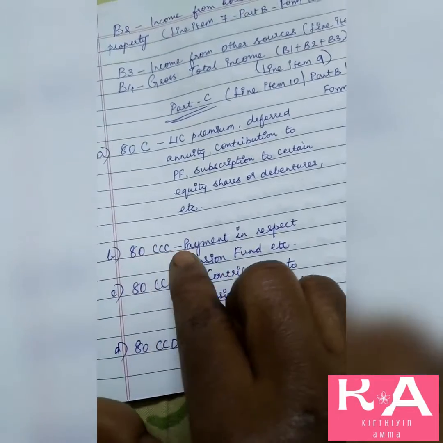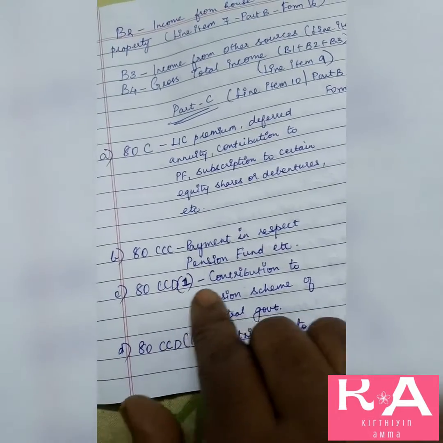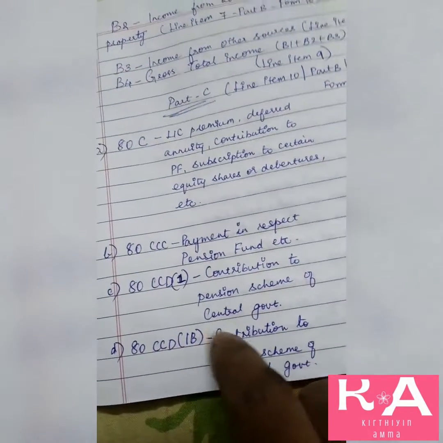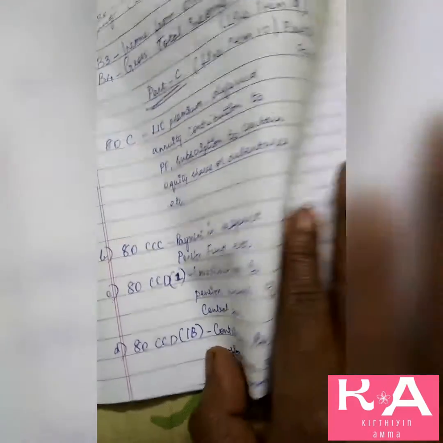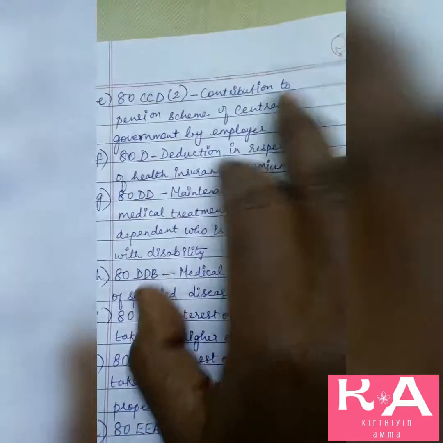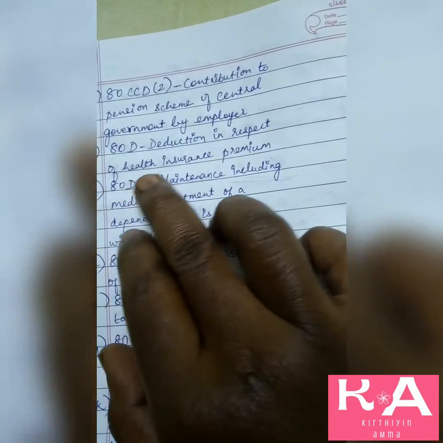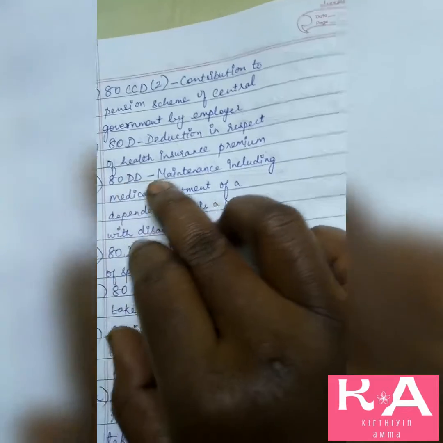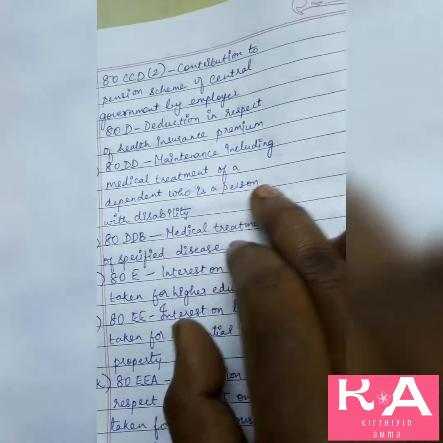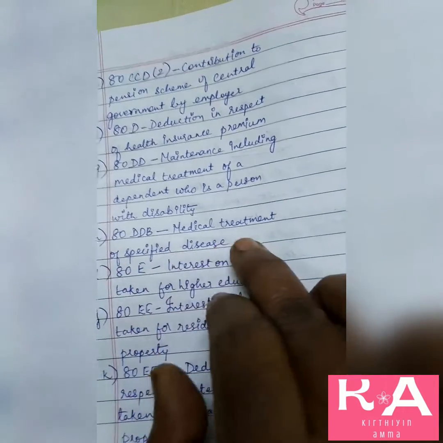In 80CCC, this is payment in respect of pension fund. 80CCD subsection 1 is contribution to pension scheme of central government. 80CCD subsection 1B is contribution to pension scheme of central government. 80CCD subsection 2 is contribution to pension scheme of central government by the employer. 80D is deduction in respect of health insurance premium. 80DD is maintenance including medical treatment of a dependent who is a person with disability. 80DDB is medical treatment of specified disease.